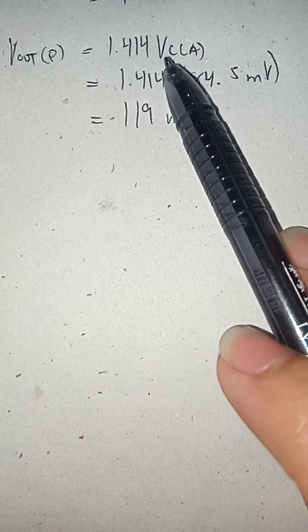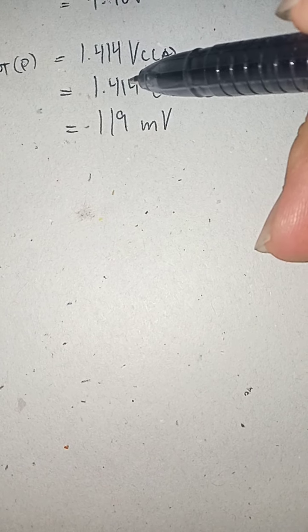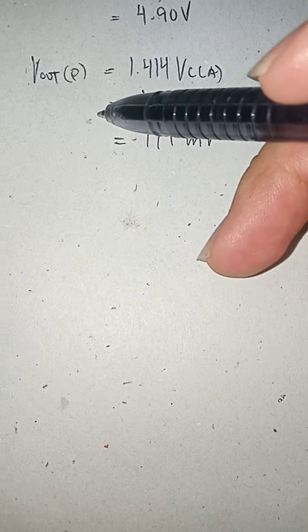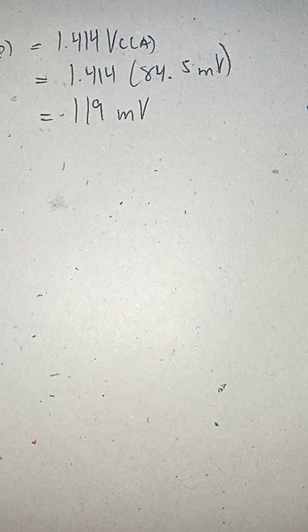Now, to get the V out or the output collector voltage, we have the formula 1.414 times VC AC circuit, the collector voltage in the AC circuit, which is 84.5 millivolts. Now, our output collector voltage is equal to 119 millivolts.